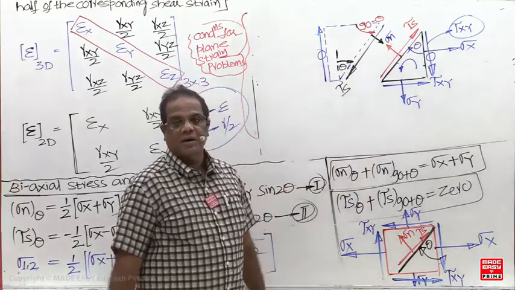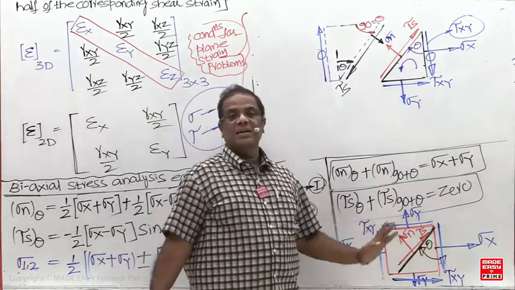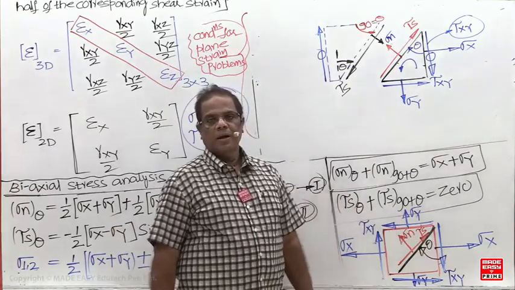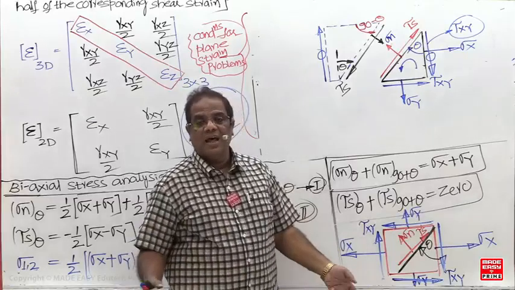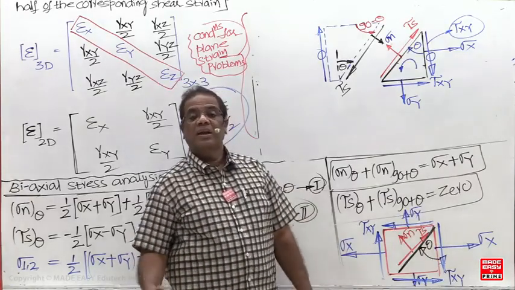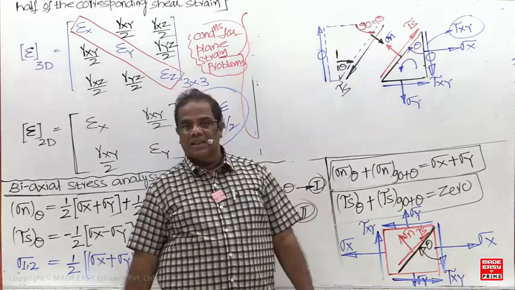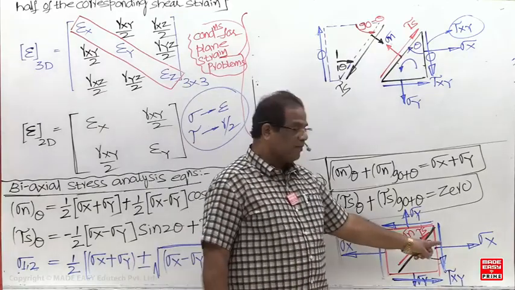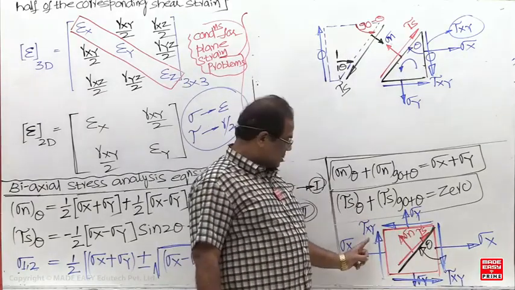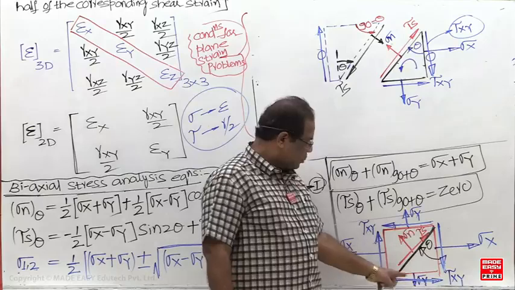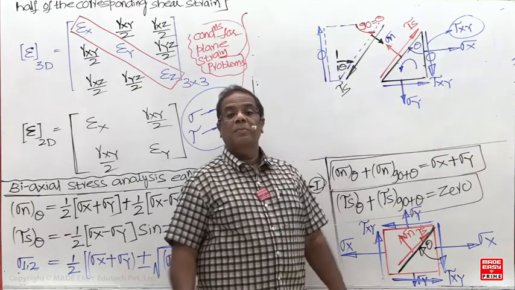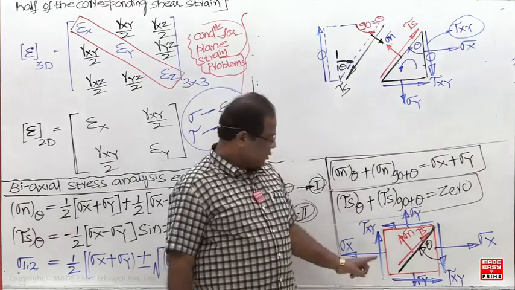What is the state of stress here? Normal stress is taken as tensile, so if it is given as tensile it is positive. If it is given as compressive, it should be taken as negative. And tau xy means vertical shear stress. This is tau xy. What about these two, tau yx? It is going to be anti-clockwise.